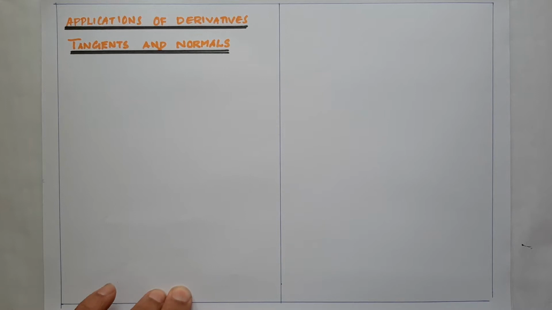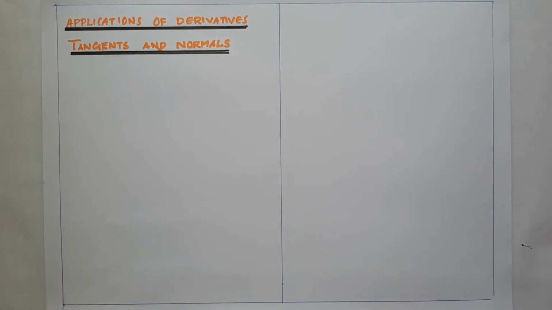Now we start the class. Now we discuss a new chapter, Applications of Derivative. In this chapter, two portions are already deleted, Rate of Change and Approximation. The remaining three sections are very important for this chapter. First is Tangents and Normals. Second is Increasing and Decreasing Functions, and Maxima and Minima.